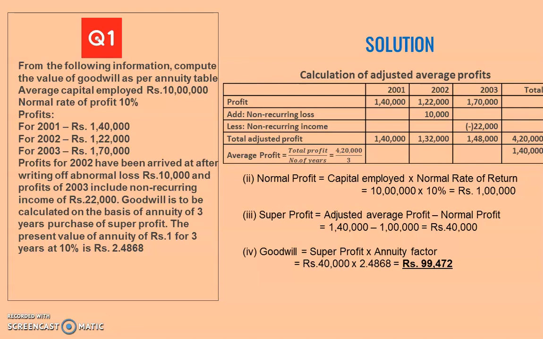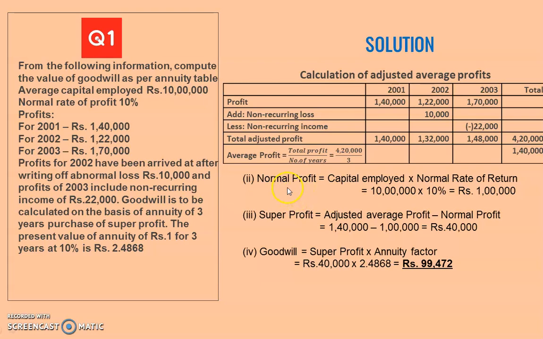Find the adjusted average profit as a first step. Take the profit of all 3 years given in the question. For the years 2001, 2, 3: 1,40,000, 1,22,000, 1,70,000. As we discussed, add the non-recurring loss which happened in the year 2002, 10,000, and deduct the non-recurring income which happened in the year 2003, that is 22,000. After adjusting these, the total adjusted profit comes to 4,20,000. To find the average adjusted profit, take the total profit of 4,20,000 and divide by 3 years. So the average adjusted profit is 1,40,000.